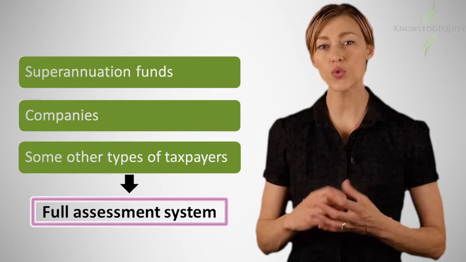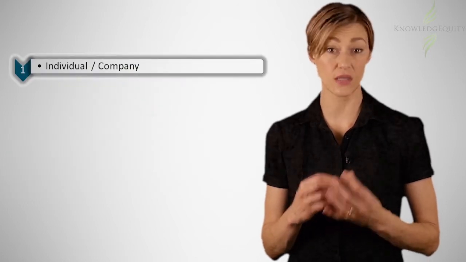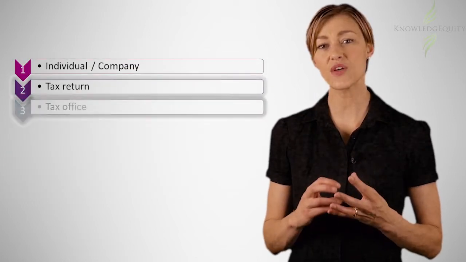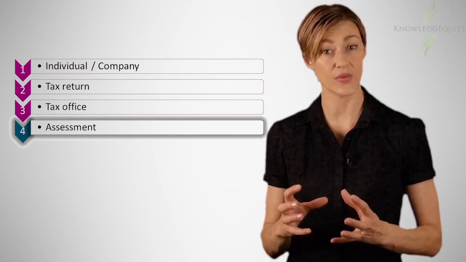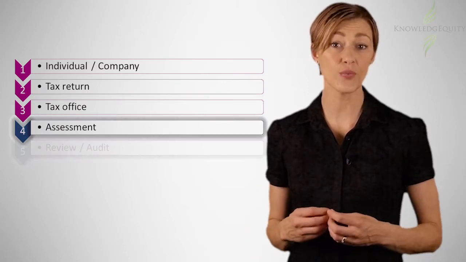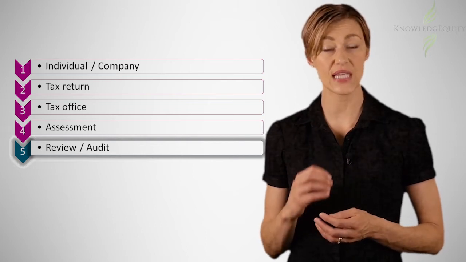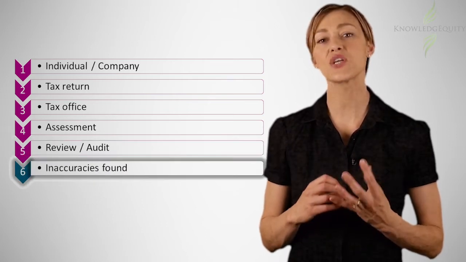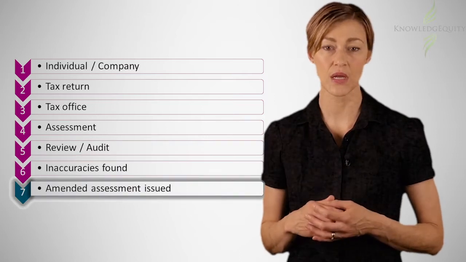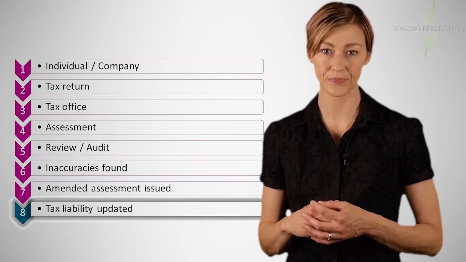In the case of all types of taxpayers, after the initial assessment has been issued, the tax office can issue an amended assessment. So for instance, if an individual or company has lodged a tax return and the tax office issues an assessment based on this, it can later on conduct a review or audit. If this review or audit finds that the tax return was inaccurate, the tax office can issue an amended assessment with a different tax liability.